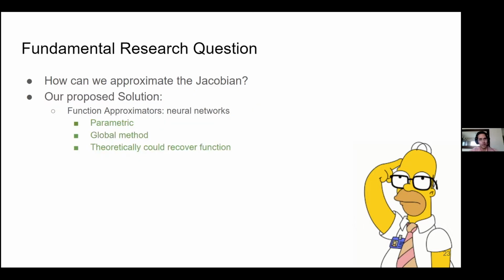So our proposed solution is to use function approximators. Neural networks are great. I'm kind of a deep learning guy. The nice thing about these is that they're parametric.